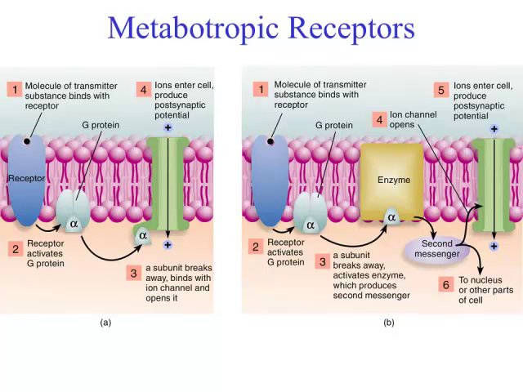And it works the opposite way too. Maybe I'm not getting signaled enough. And so the lack of second messenger working there might be a trigger that, hey, maybe I need to put more receptors out there. So there are advantages to this metabotropic system. Even though it's a more complicated system, it can do other things that the ionotropic system can't do.